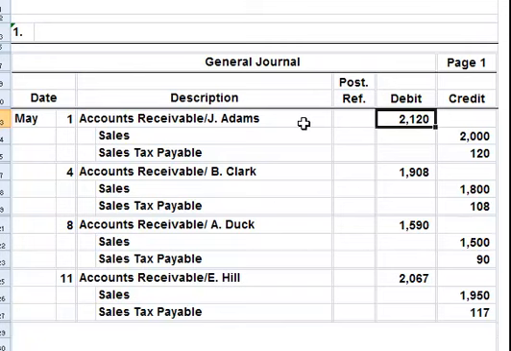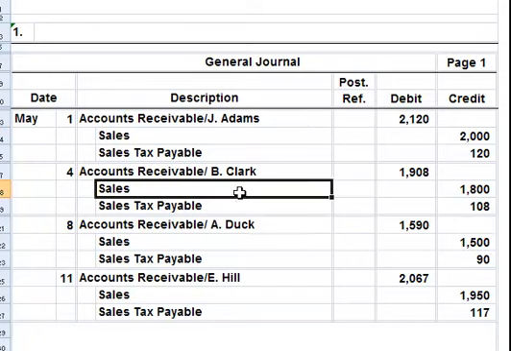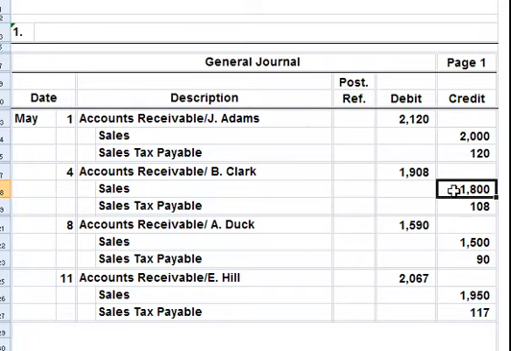On the 4th, we sold merchandise on account to B. Clark, $1,800. So the amount that he bought from us was $1,800. The 6% sales tax on top of that is going to be $108. So we add those together and debit the accounts receivable account, and we further debit B. Clark's specific accounts receivable account. That way we know that of everything in our accounts receivable, B. Clark owes us $1,908.